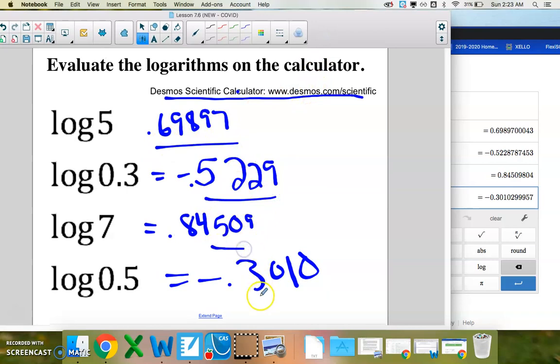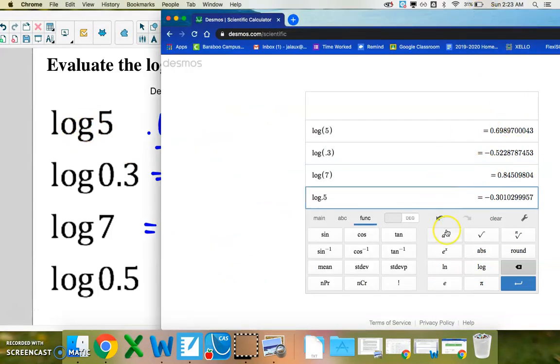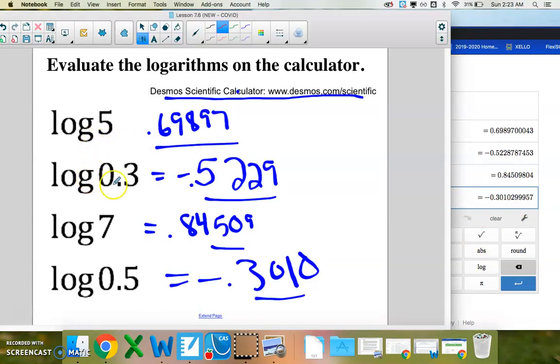So you're probably wondering, what are these answers for? What do these answers mean? Let's look at that. When you use the log command on the calculator, the calculators have to be in what's called base 10. So when we have log of 0.3, or log of 7, or log of 0.5, this is actually saying log base 10, log base 10, log base 10, log base 10.